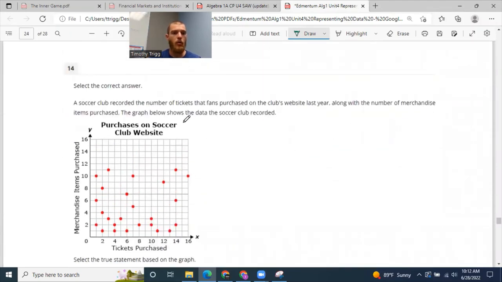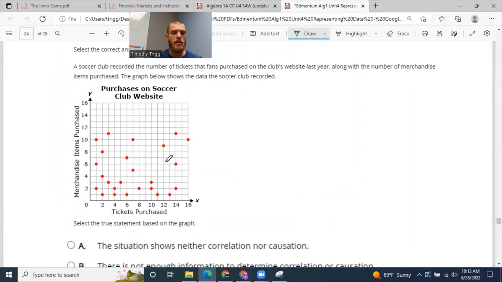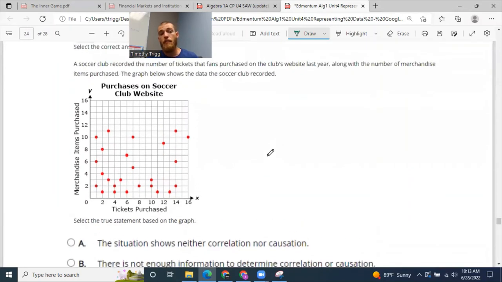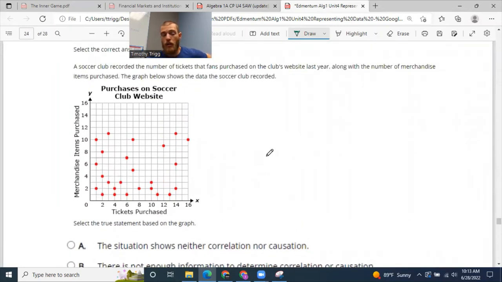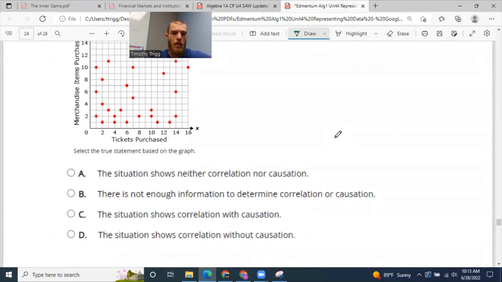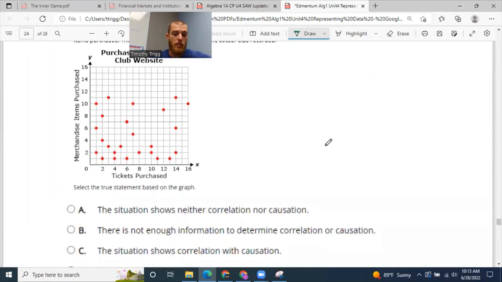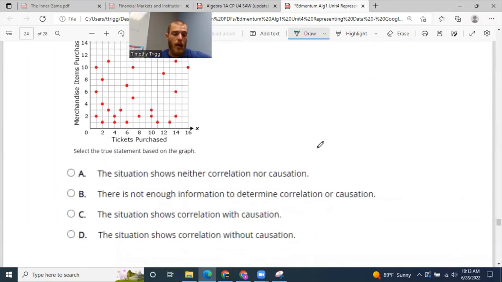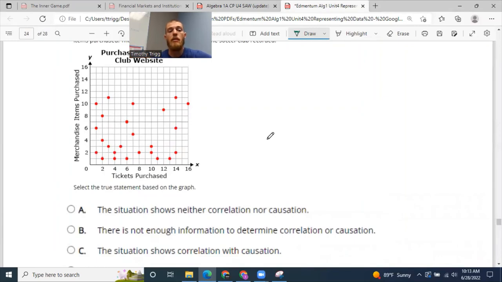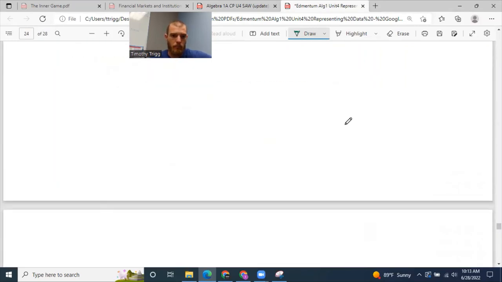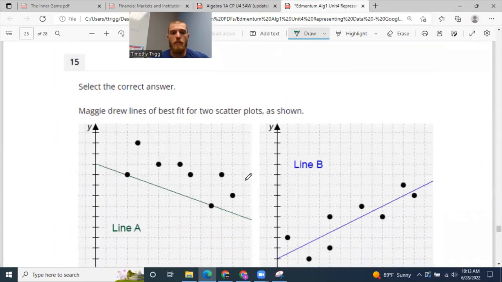A soccer club recorded the number of tickets the fans purchased on the club's website last year, along with the number of merchandise items purchased. The graph below shows the data the soccer club recorded. So we can see the data here. If it looks like random data, you would say it's neither correlation nor causation. But if there shows a pattern, then we would say there is a correlation in that case.